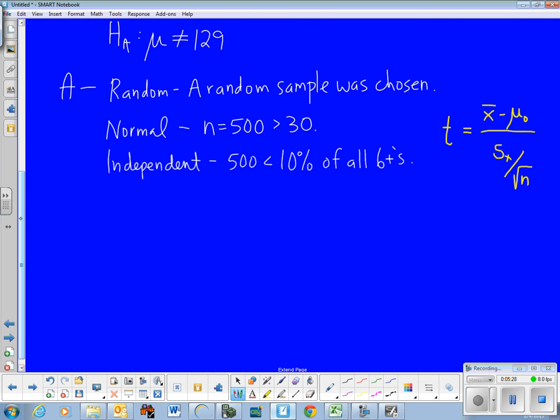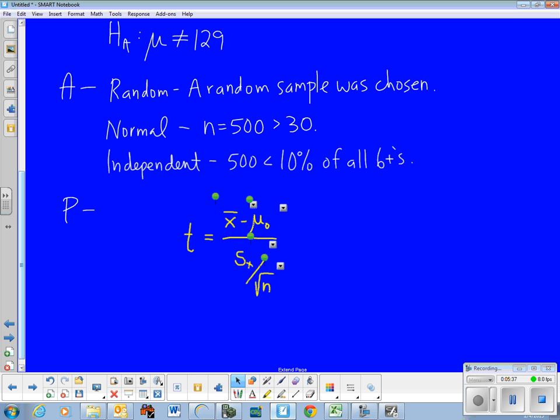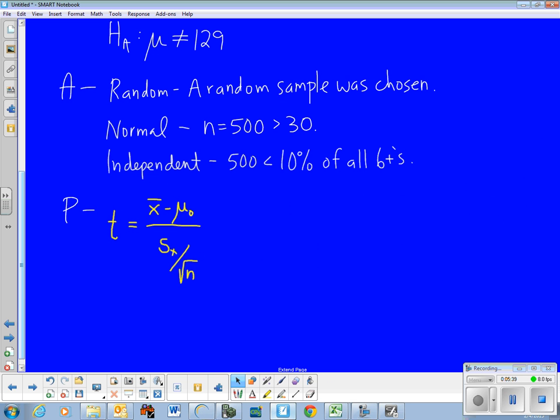WHAP, perform the test, or find the p-value. Okay, so again, in this video, we're going to do this by hand, and then later we'll realize that the calculator will do it quicker. But you got to understand how to do this by hand. Okay, so this t that we're getting ready to find is my test statistic.